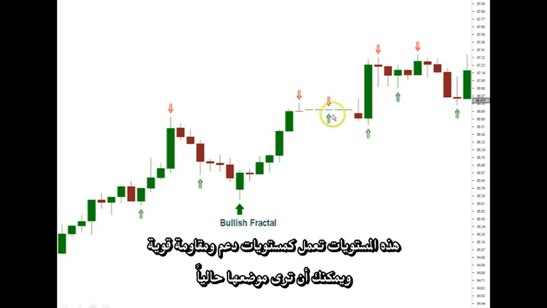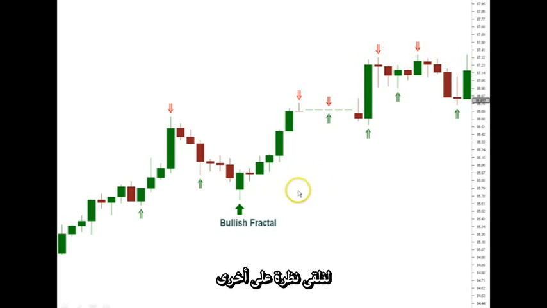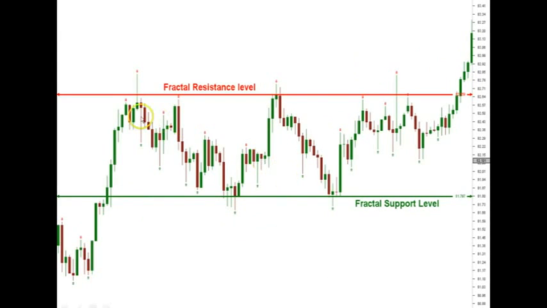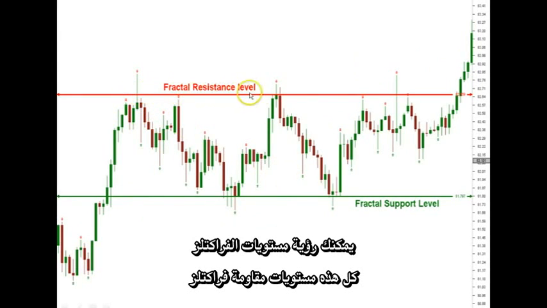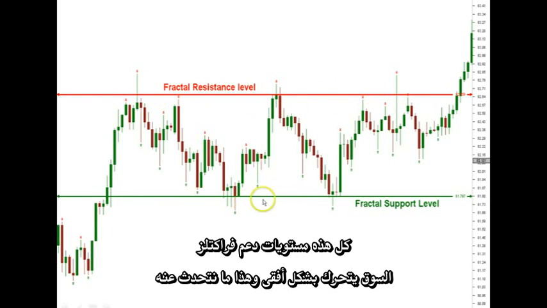And these levels are strong support and resistance, and you can see where it is right here. Let me go to another one and show you. You can see the fractal levels. All these levels are fractal resistance levels. All these levels are fractal support levels. The market was ranging in this area, and that's what I was talking about.